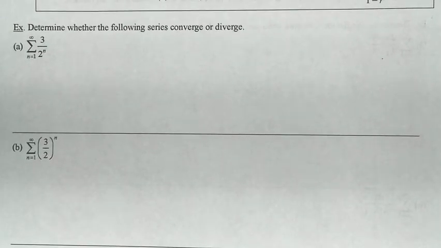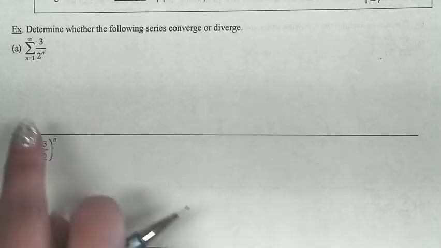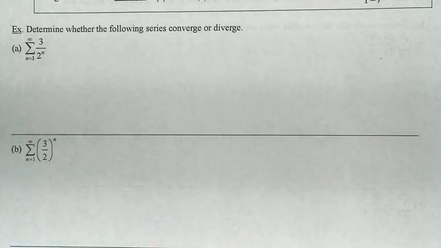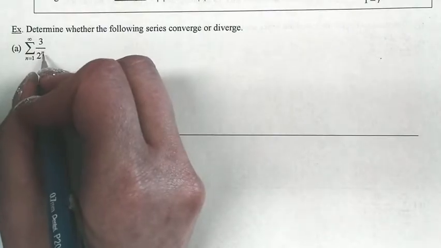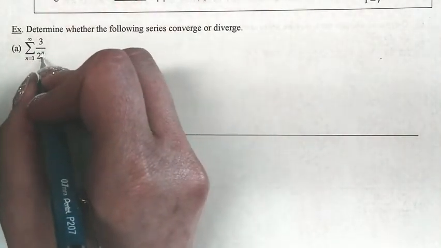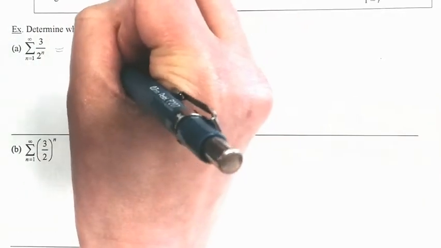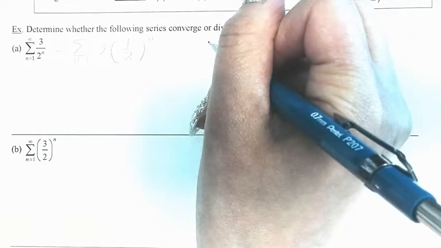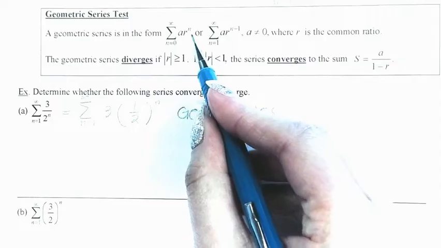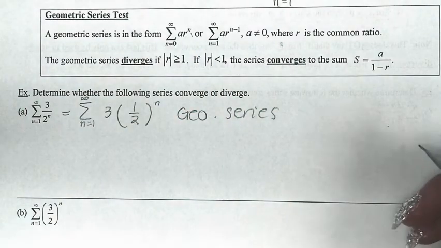So if we start here, we need to determine whether the following series converges or diverges. We have the summation from n equals 1 to infinity of 3 divided by 2 to the power of n. Okay, for me that's not clear what's going on, but if I convert this into 3 times 1/2 to the power of n, it's more clear that this is indeed a geometric series, in the form a times r to the power of n. Now you can see that it's a geometric series.